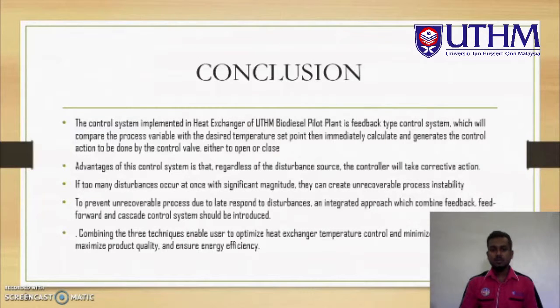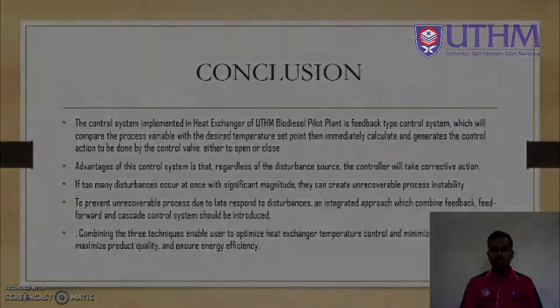If too many disturbances occur at once with significant magnitude, they can create unrecoverable process instability. To prevent that process due to late response to disturbance, an integrated approach which combines feedback, feed-forward and cascade control systems should be introduced. Combining the three techniques enables the user to optimize heat exchanger temperature control, minimize process variance, maximize product quality and ensure energy efficiency. Thank you.